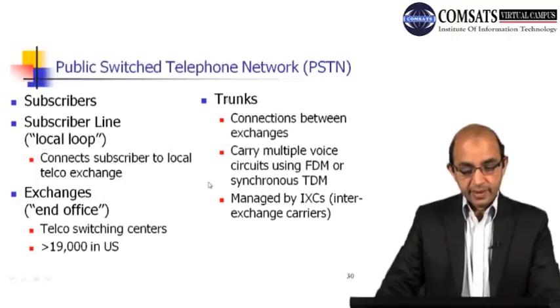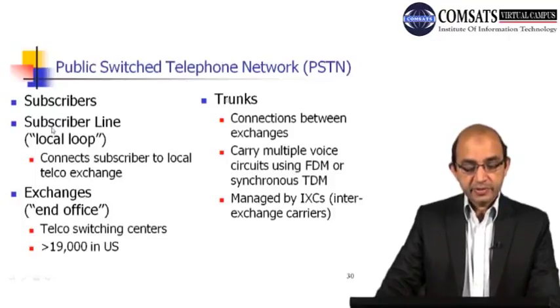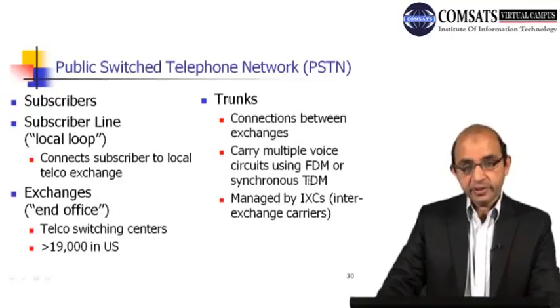And then data switch. These are the key elements of PSTNs, public switched telephone networks: subscribers, then the subscriber line, that is from the subscriber premises to the central exchange premises, normally called the local loop. And then exchanges. In exchanges we have a lot of different equipment: switches, trunks, end office. Those trunks are used to connect exchanges, and they can carry multiple voice circuits, using FDM, frequency division multiplexing, and TDM, time division multiplexing.